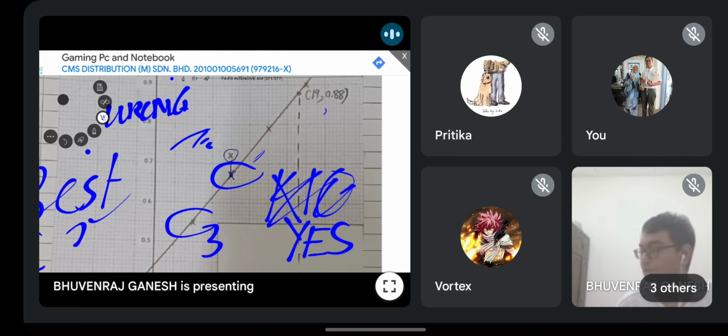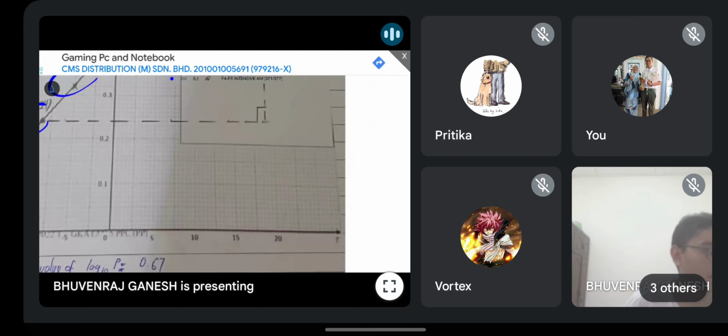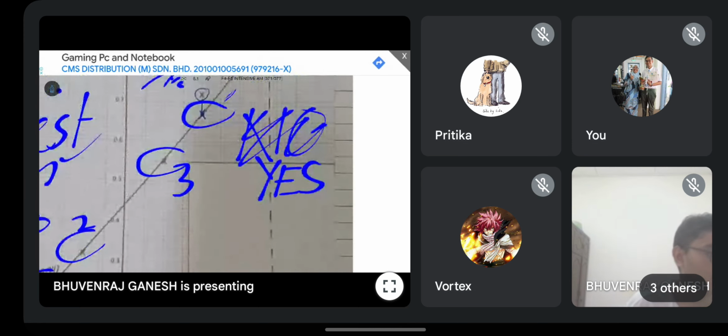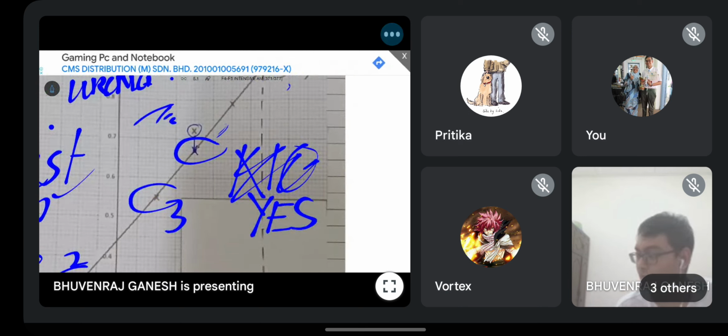0.44. Okay, if not mistaken, 0.44. Okay, I think it's referred to the, wait guys, let me try to see carefully. Sorry, 0.67. Okay, now it makes sense. Okay, this value, if you project to your y-axis, you will get 0.67 somewhere here lah.